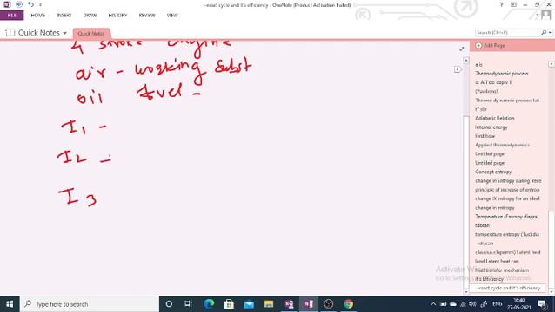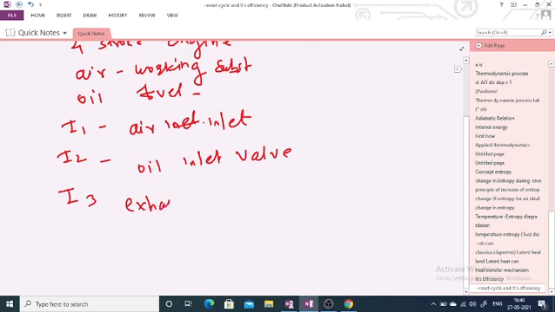Now there are three valves. The first valve is the air inlet valve. Second is the I2, and third is the I3. The proper motion of these three valves and the piston manages the working of the diesel engine.